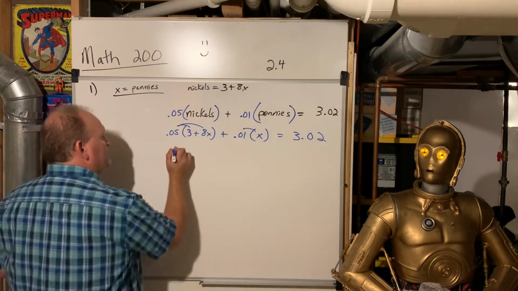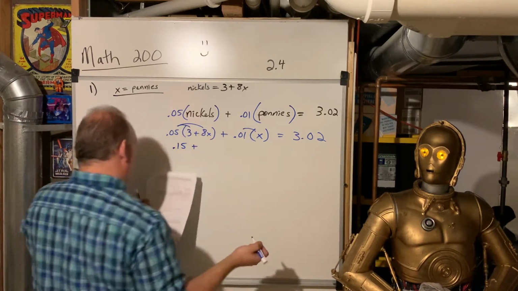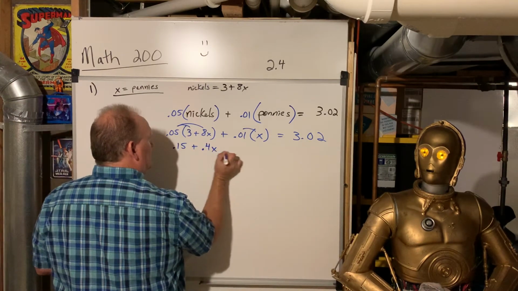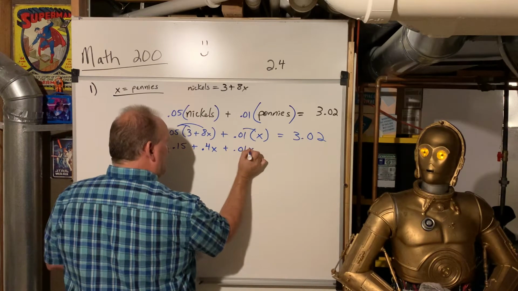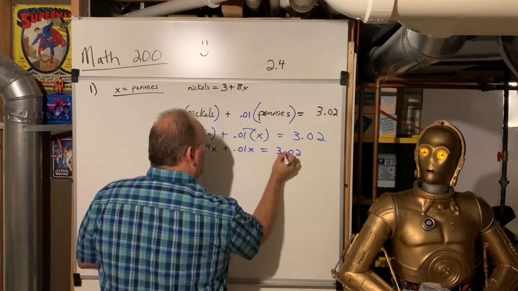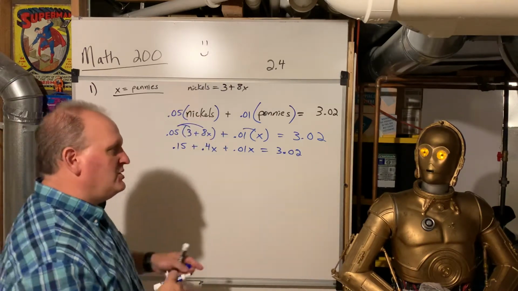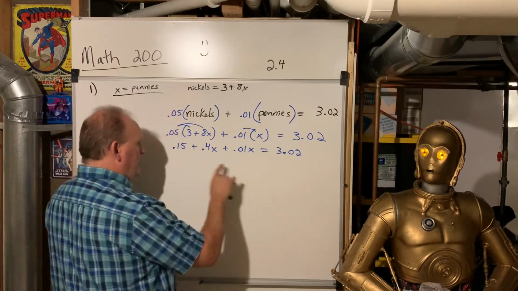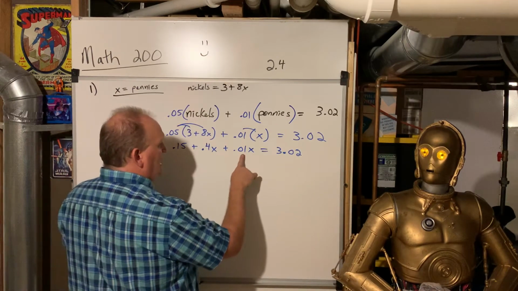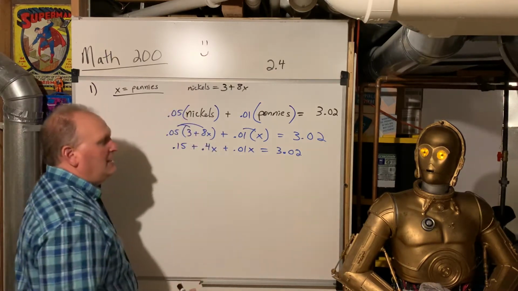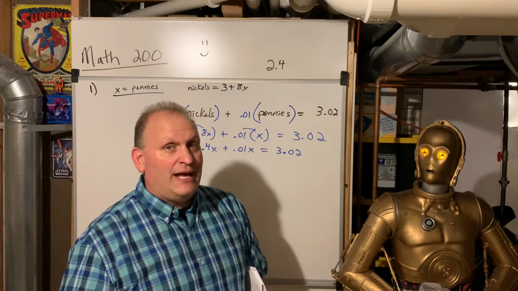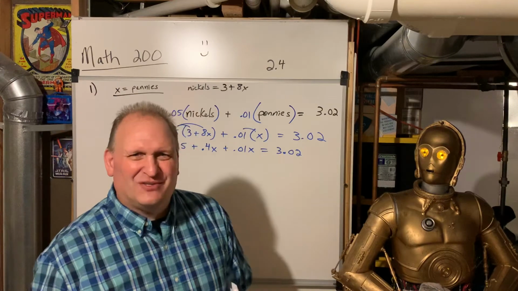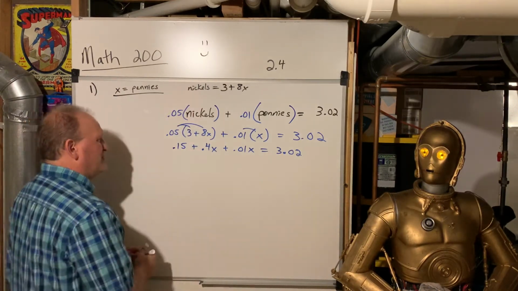So what is that? 15 cents plus 0.4x plus 0.01x equals 3.02. Now, the book says you could multiply everything by 100. So that would be 15, 40x, 1x, and 302. You can do that, that's fine, go right ahead. I don't want to do that. That adds an extra step, and I don't mind working with decimals. Most people are pretty used to decimals.